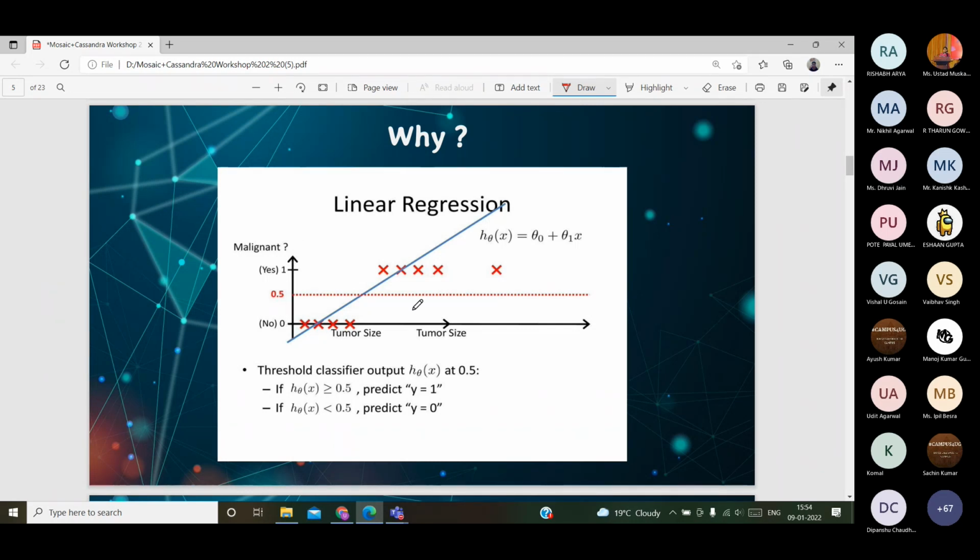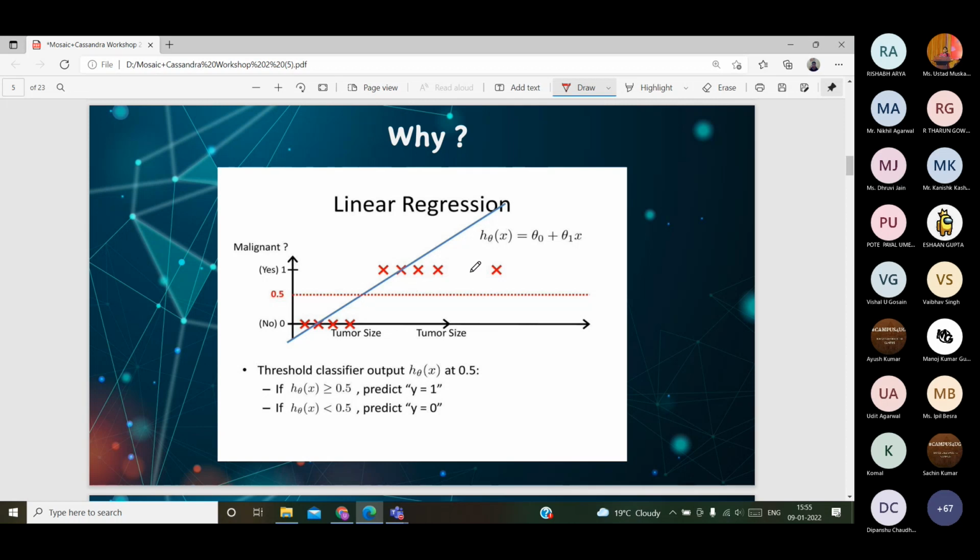So there are a lot of cases. If we draw a line and try to differentiate whether it is malignant or not, we can say that if h theta x, the function, is greater than 0.5, then we can classify it as 1. But if it is less than 0.5, then we can classify it as 0. So where is the problem with linear regression?